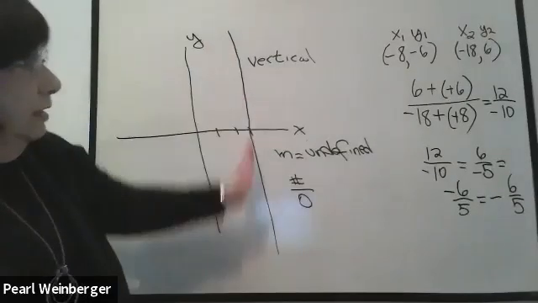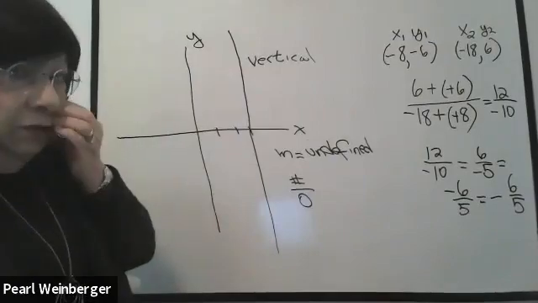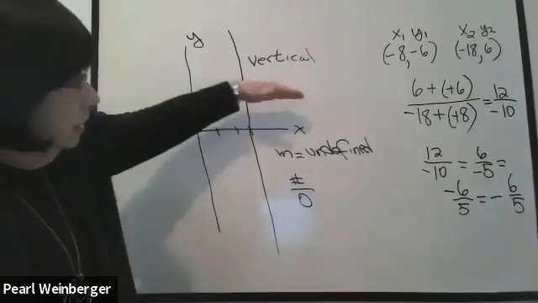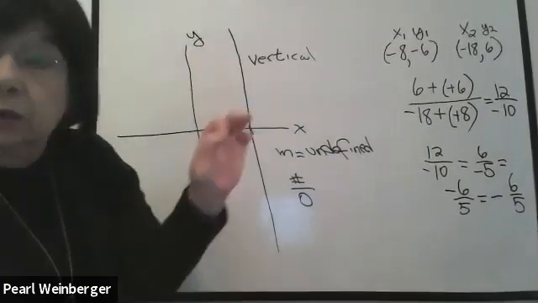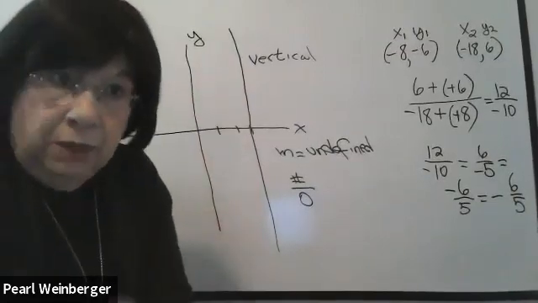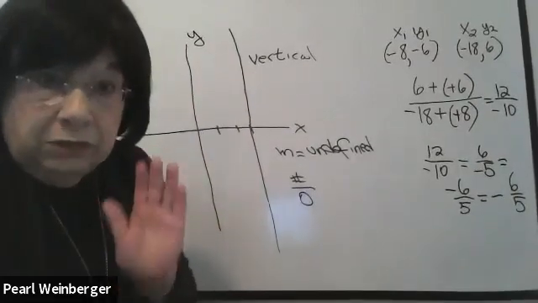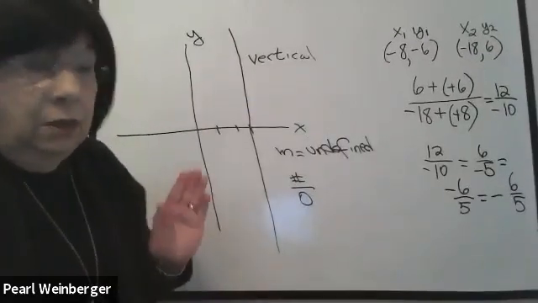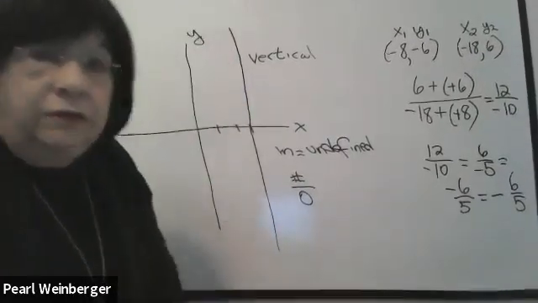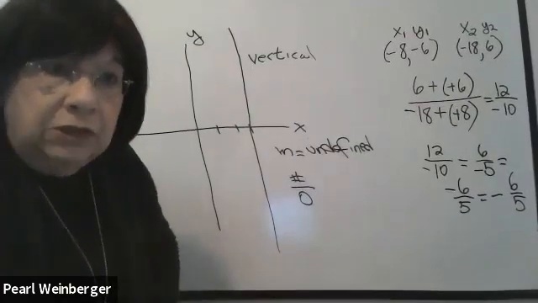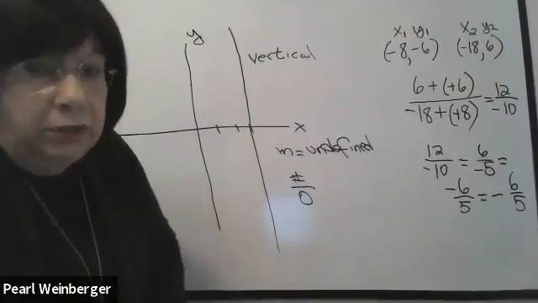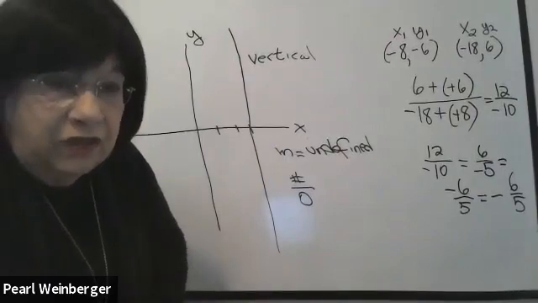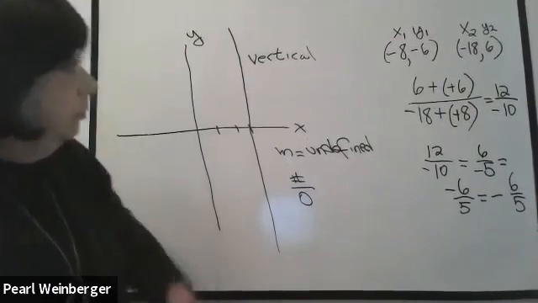So there's a very big difference between horizontal lines. They do have slopes. A horizontal line has a slope. It happens to be the number 0. 0 is a number. But vertical lines, they don't have slopes. Their slopes are numbers that don't exist. They're undefined. No such thing.